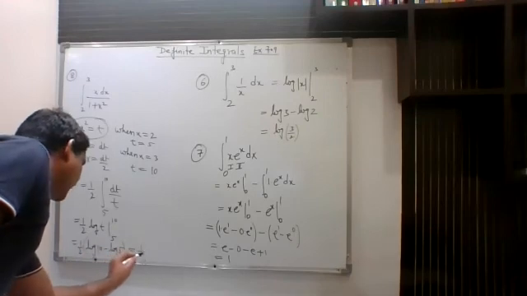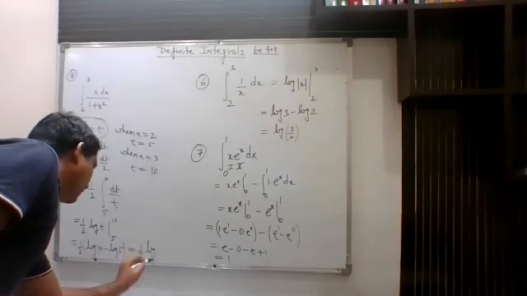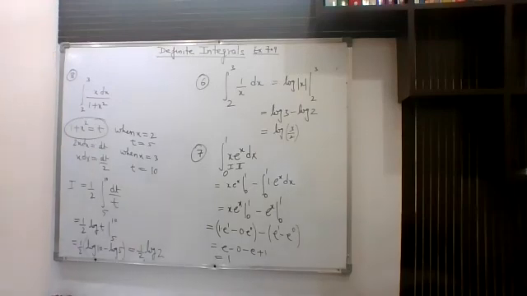So finally, you can say half log 2. Because again, I am applying that property of logarithm. I can write this as log m upon n, that is 10 upon 5. So it will cancel, and I can write this as log 2.